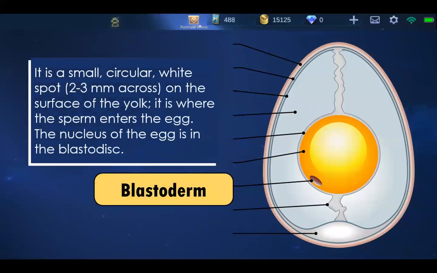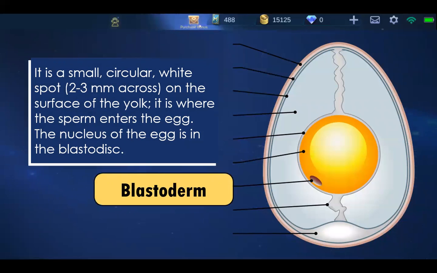The blastoderm, or the germinal disc, is a small circular white spot about 2 to 3 mm across on the surface of the yolk. It is where the sperm enters the egg. The nucleus of the egg is in the blastodisc. The embryo develops from the disc and gradually sends blood vessels into the yolk to use it for nutrition as the embryo develops.